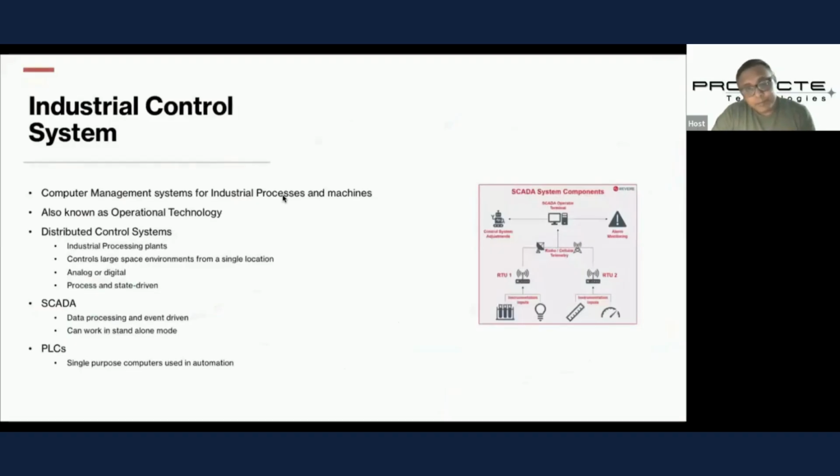Now, one of the most important systems which are now coming to the forefront are the OT systems, or operational technology systems. Now, what are operational technology systems? Now, what happened in the era of industrialization? What happened was IT systems evolved separately. OT systems were the systems which were used in manufacturing.